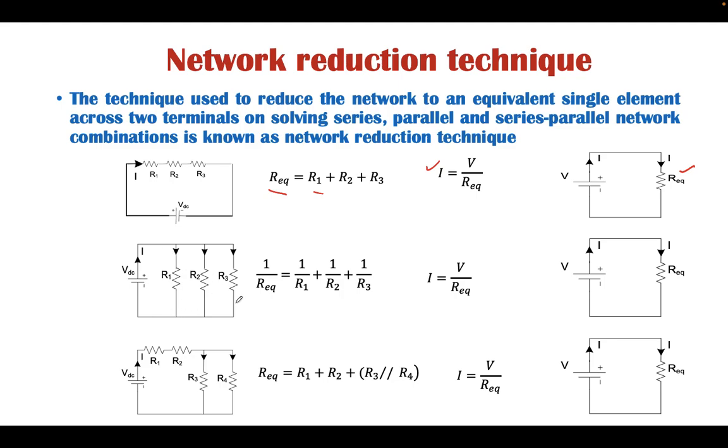If the elements are connected in parallel, then we can simplify this parallel combination. 1 by R equivalent is equal to 1 by R1 plus 1 by R2 plus 1 by R3, and hence the resultant network will be R equivalent, and then I is equal to V by R equivalent. Now the third combination of the network is the series parallel combination.